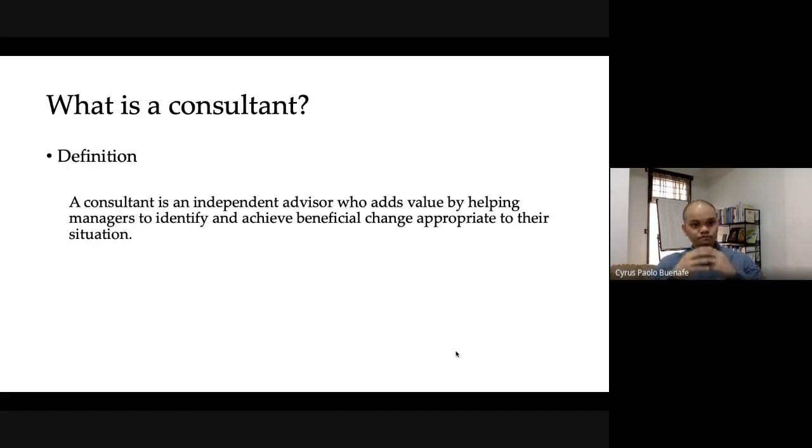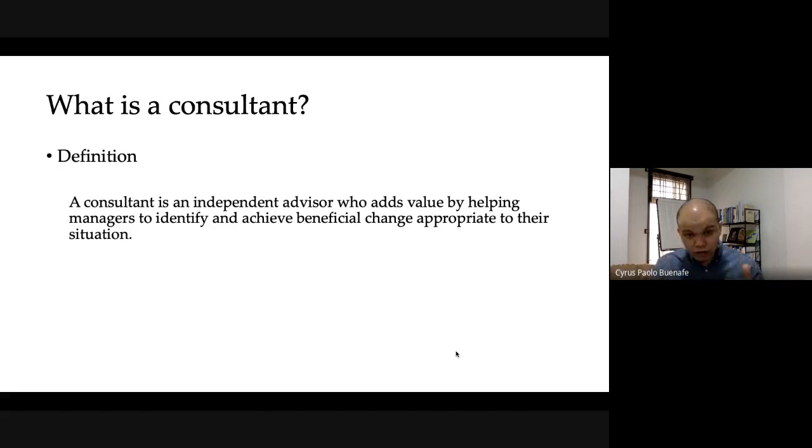So, in effect, when you have a consultant, what's the definition now? We've taken a look at what a consultant does. Now we try to understand what a consultant is. It's a very long definition, but you can see more or less the seven elements on what the consultant does in this definition. So a consultant is an independent advisor. Independent, we've seen earlier that they work independently. An advisor is somebody who provides advice and recommendations. Who adds value by helping managers to identify and achieve beneficial change appropriate to their situation.